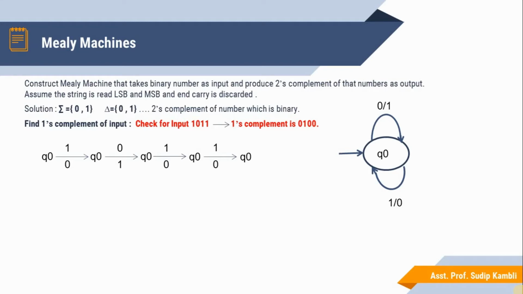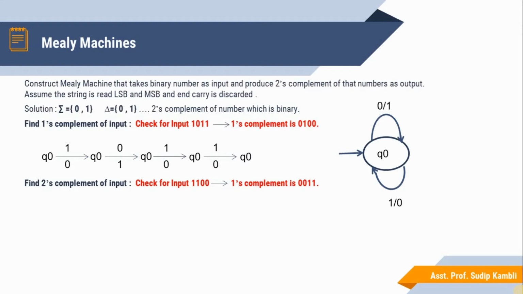Now we find the 2's complement of the input. Consider the input string 1 1 0 0. Here, for the first complement, we replace 1 by 0 and 0 by 1.